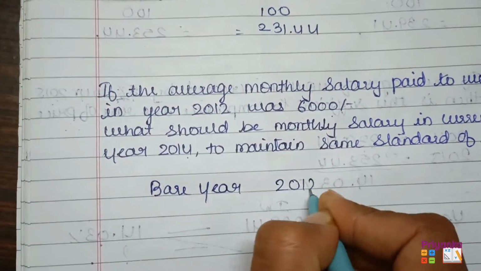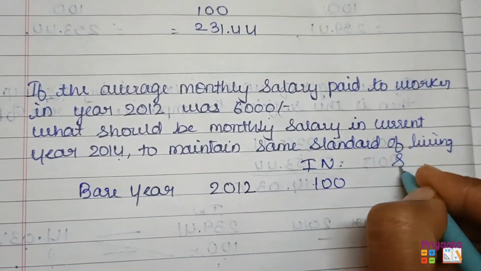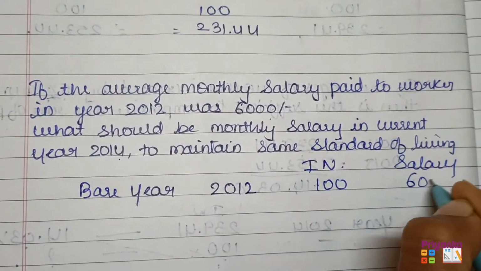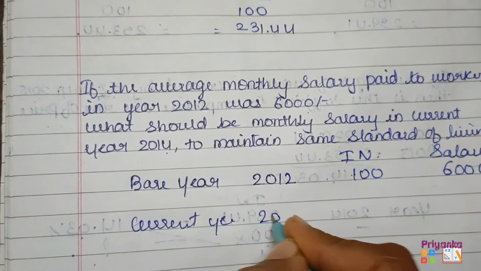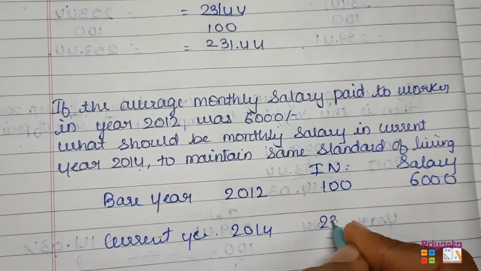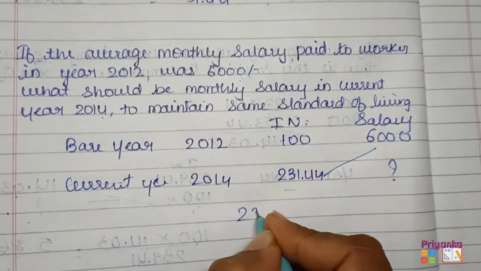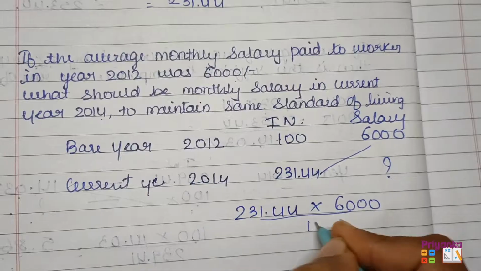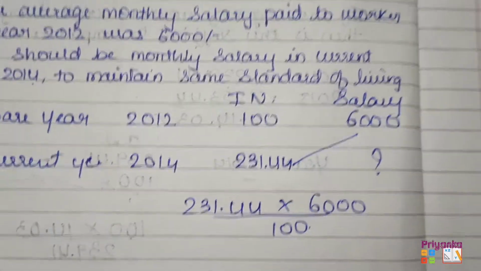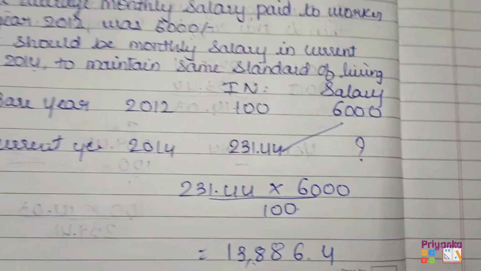that is 2012, where the index number as usual we assume 100, where the salary will be 6,000. Same, if in the current year 2014, index number just now we found 231.44, what will be the salary? Get into the cross multiplication. 231.44 multiplied by 6,000 divided by 100. Here we get 13886.4. This is how we'll find out. Moving to the next question.